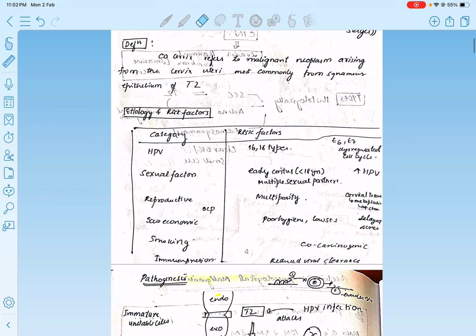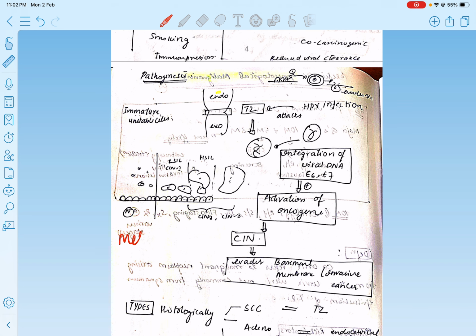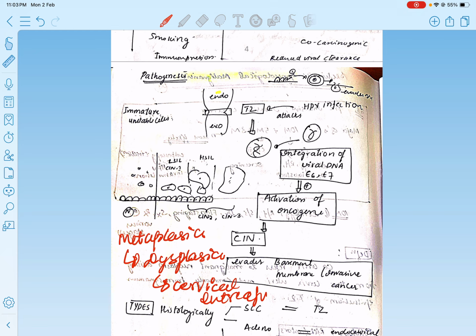See, again, whenever it comes to hormone related things, which are the two things, endometrial is the one thing which is hormone related. So related to that you can write about the risk factors. And I'm sure in pathogenesis you need to know metaplasia later converts to dysplasia, so they either lead to neoplasia.